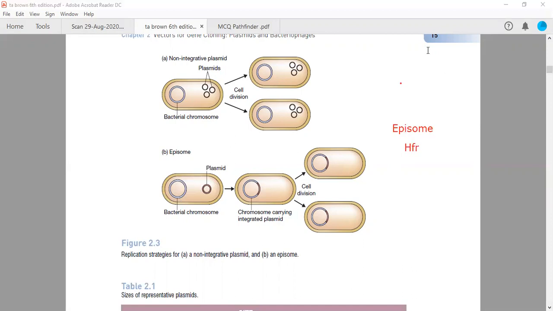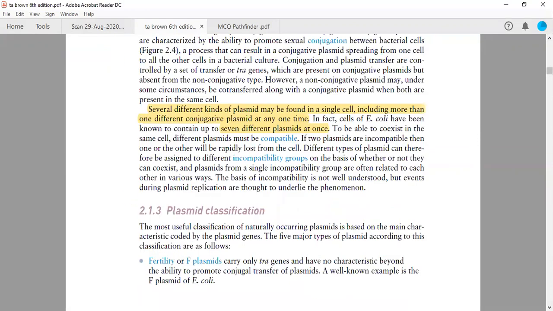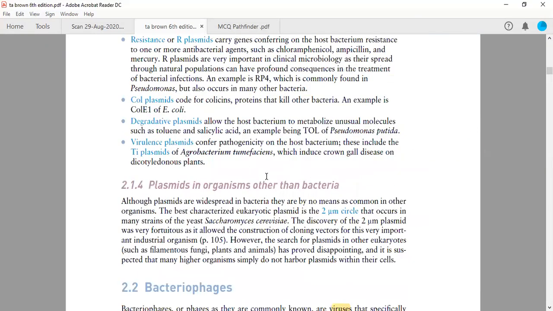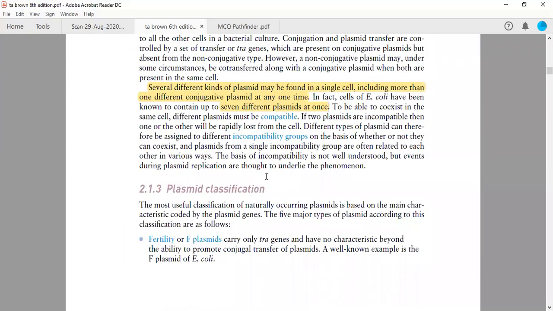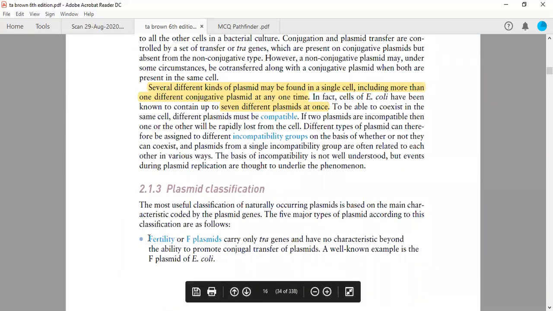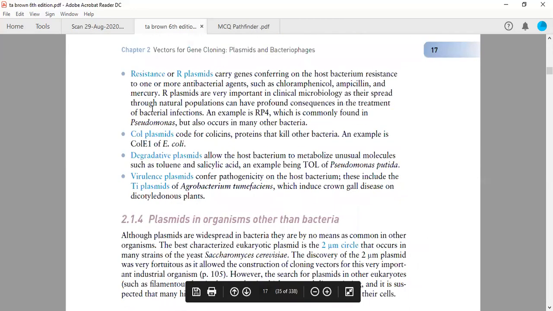So we are having 5 different types of plasmids, right? We have discussed all this in previous classes. So if you do not remember, here it is given. So we can classify or divide these plasmids in 5 basic classes. F plasmid, which is fertility plasmid or conjugative plasmids, right? Second is resistance plasmid, means R plasmids. Col plasmids, degradative plasmids, and some virulence plasmid, for example, Ti plasmid of Agrobacterium tumefaciens. So all these plasmids, if integrated into the bacterial chromosome, then it is known as episome.